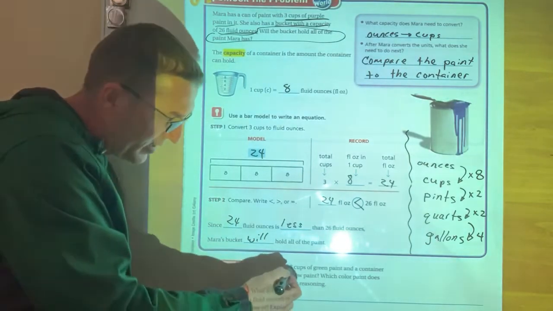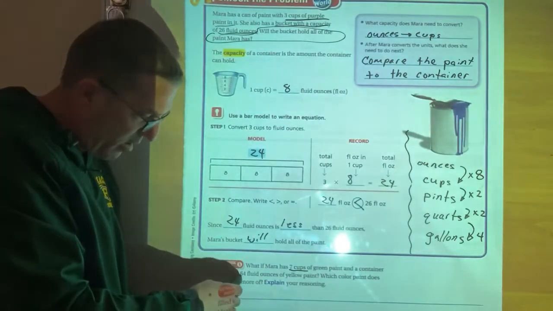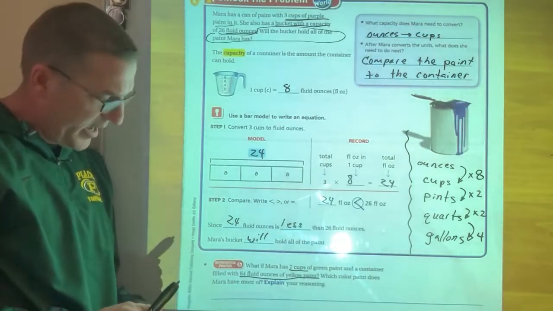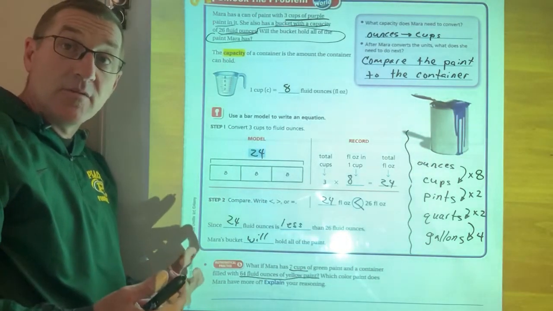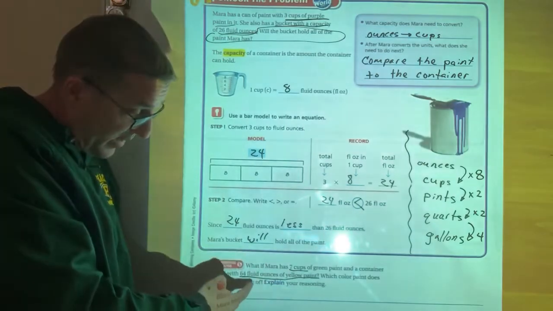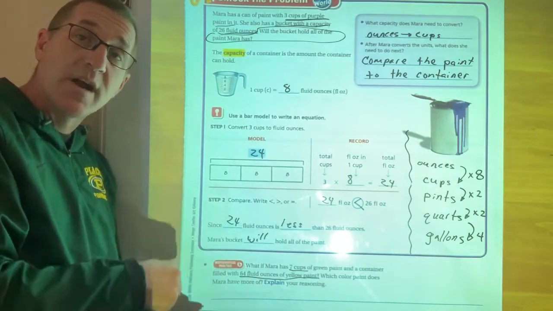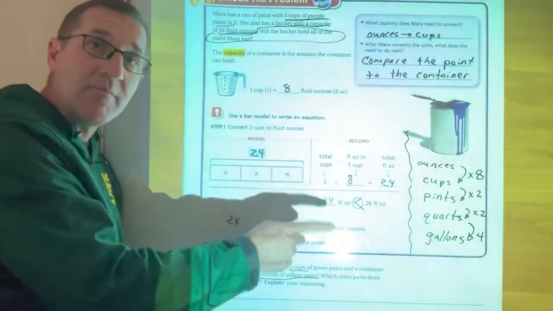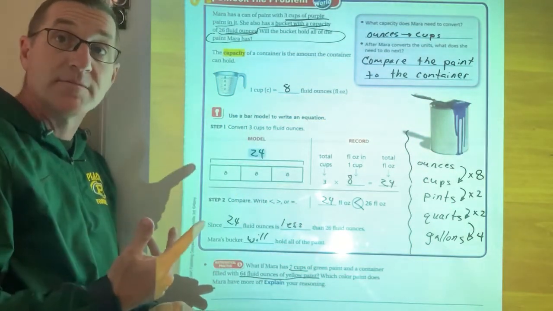So I've got 7 cups of green paint and a container filled with 64 ounces of yellow paint. Which color of paint does Mara have more of? So what would you like to convert? Right? If I convert the yellow paint, I'm going to take my ounces and turn them into cups. I have fewer cups, so I need to divide. If I take my 7 cups and I want ounces, I need more ounces. I'll need to multiply. So you just got to decide what you want to do. Me, I'm going to multiply.